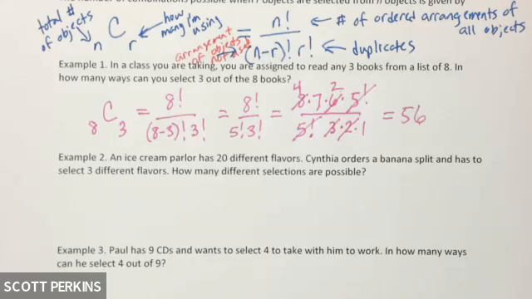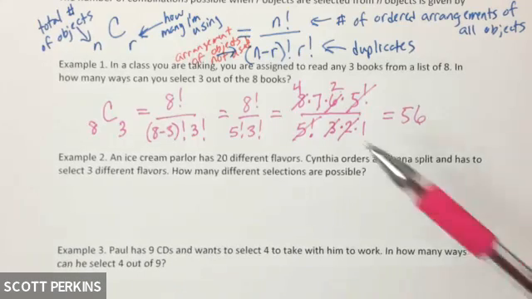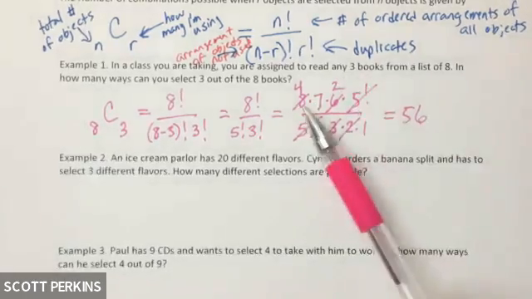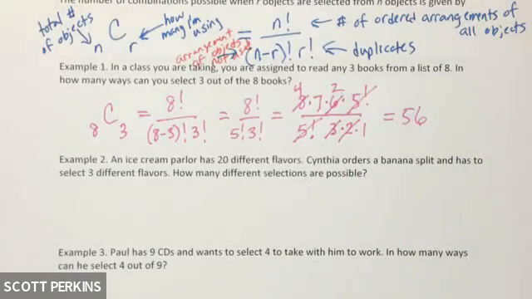I could have done that too. Yeah, it wouldn't have mattered. If I canceled this 2 with that 2, then I would have 8 times 7, 56. It would have been the same thing either way.